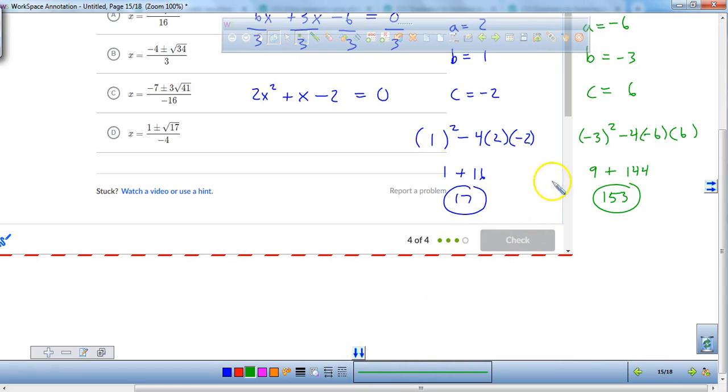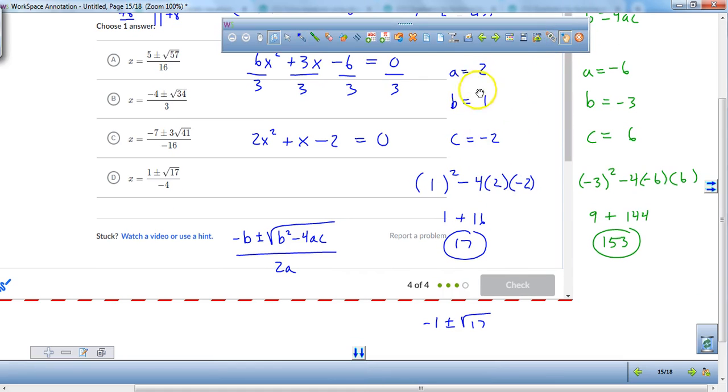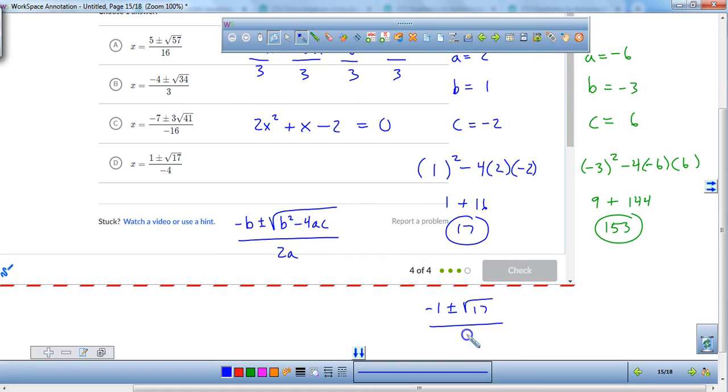All right. So right here, I'm going to take the first one, and here's our quadratic formula: negative b plus or minus the square root of b squared minus 4ac all over 2a, and I'm going to take my numbers right here. Negative b is negative 1, so I'm going to put negative 1 plus or minus the square root of 17 all over 2 times my a value, which is 2. And I can clearly see which answer I'm going to choose. I'm going to be choosing answer choice D.